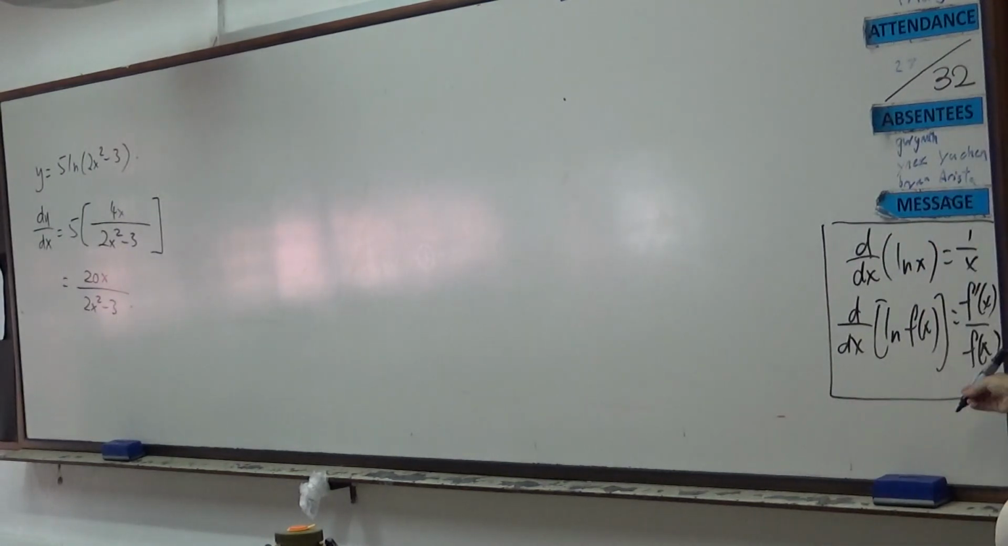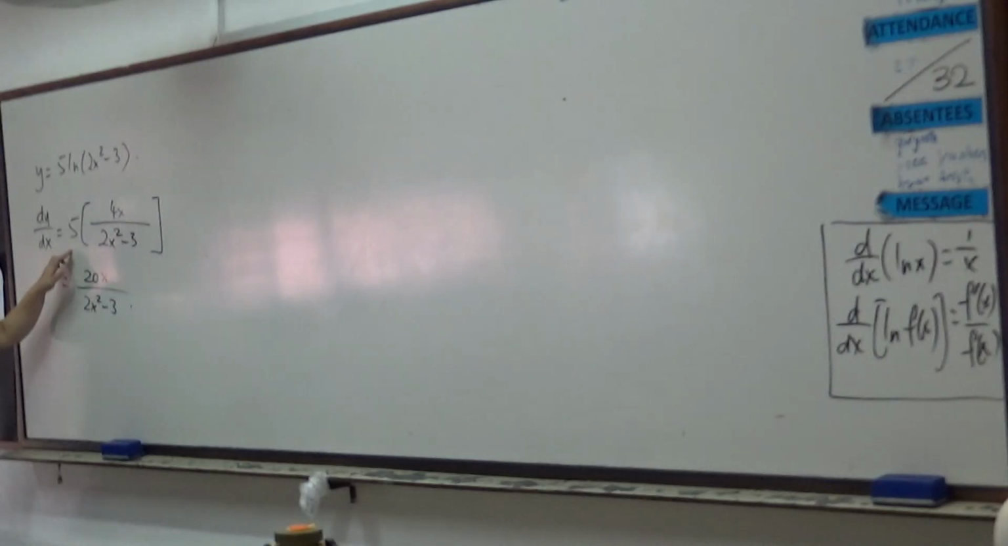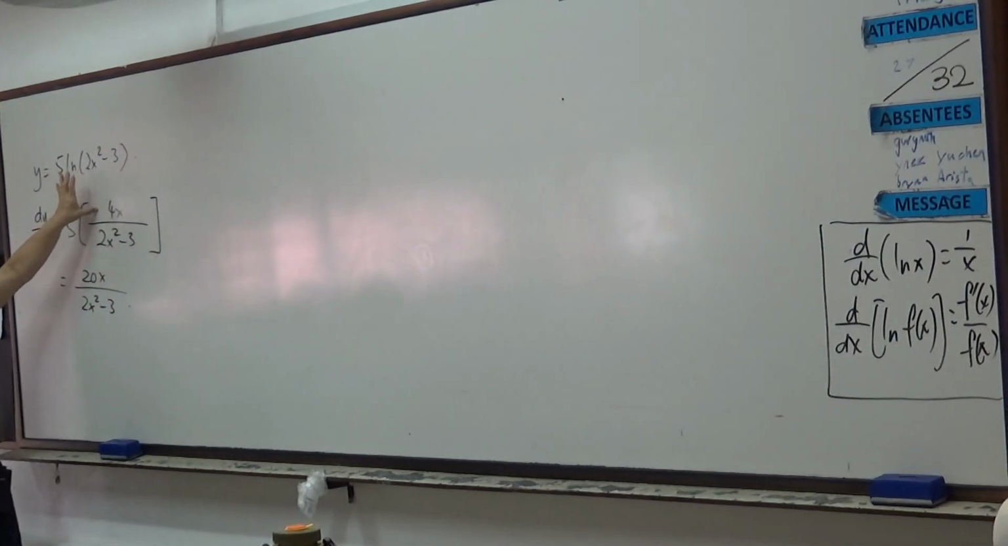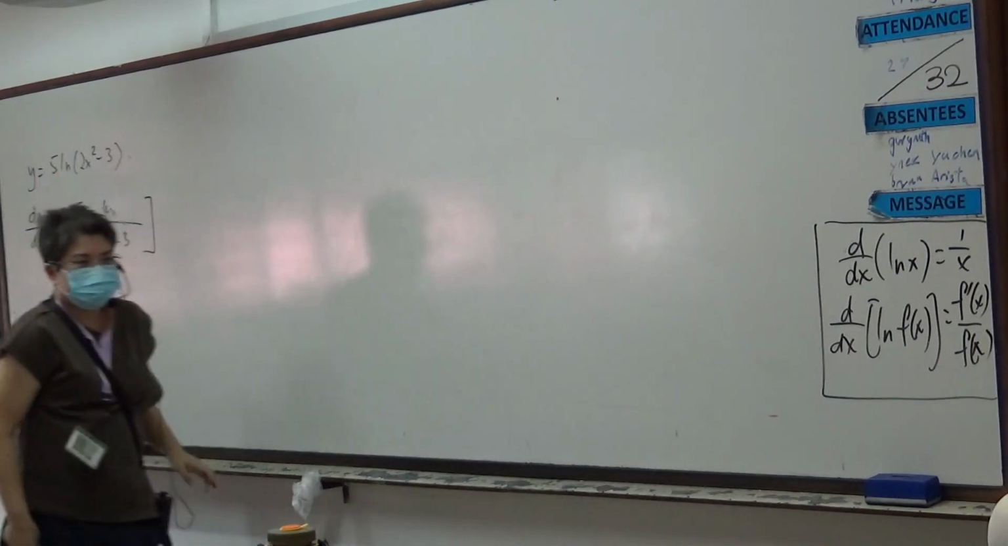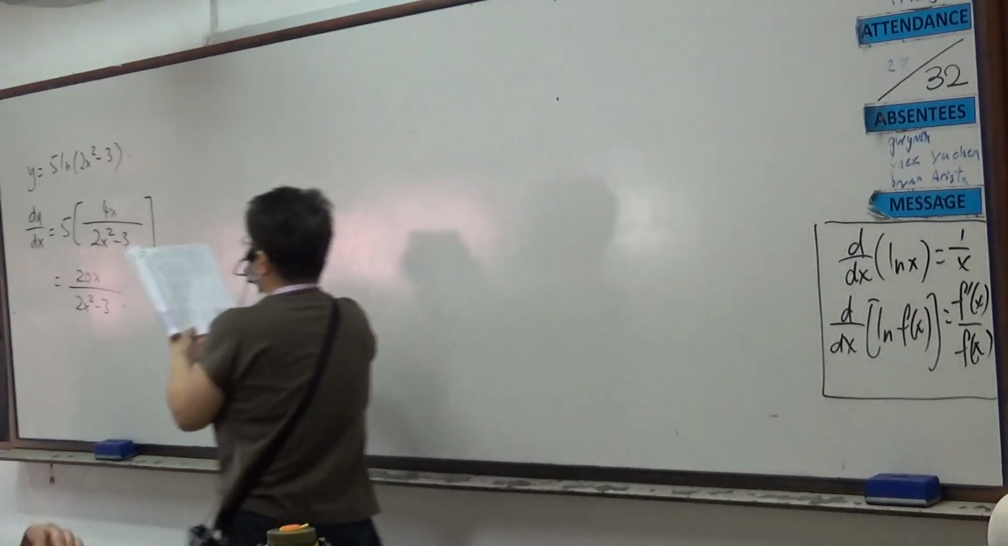Everybody clear? Now, you look: 5 I keep, and I differentiate ln of this. I put the function below, and I differentiate up on top. Can you see? It's the second formula. Everybody okay? Okay, alright, good. Let's look at part B.